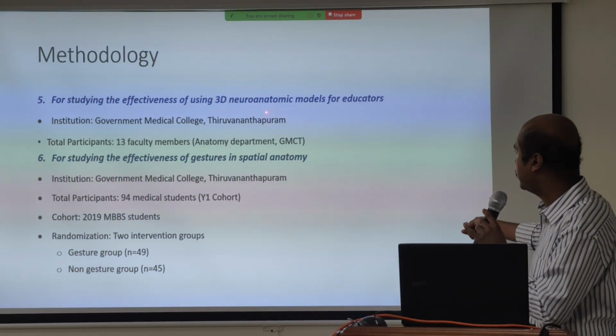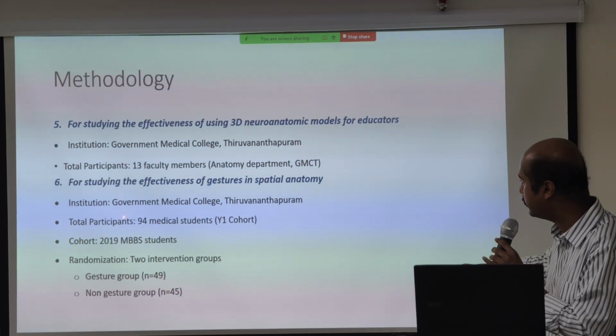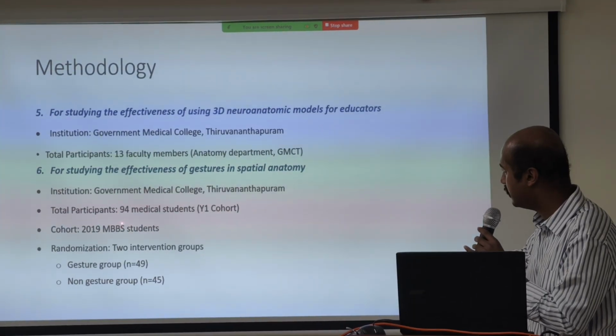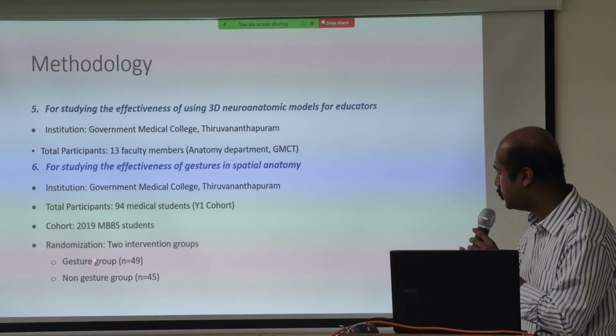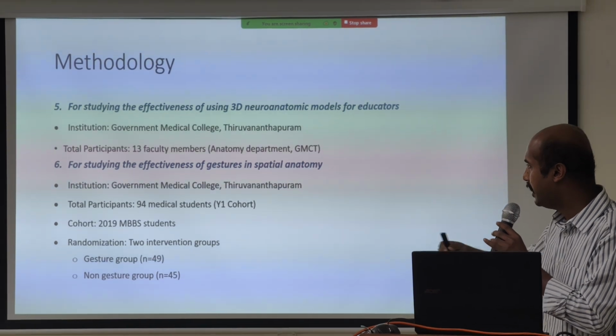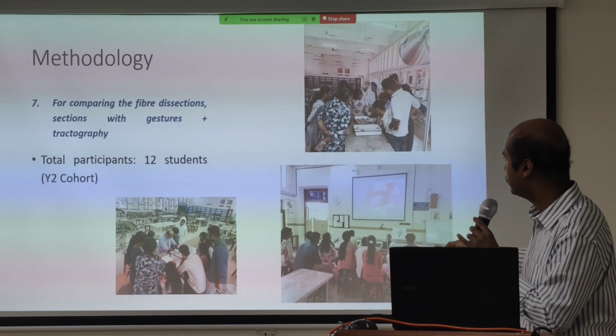Then the effectiveness of the 3D neural anatomy model for educators was studied in 13 faculty members. And then the effectiveness of gestures in spatial anatomy was studied in 94 medical students in two groups. This is a randomized control trial again, a two-limb trial with a gesture group and a non-gesture group. That is how I studied the effectiveness of gestures.